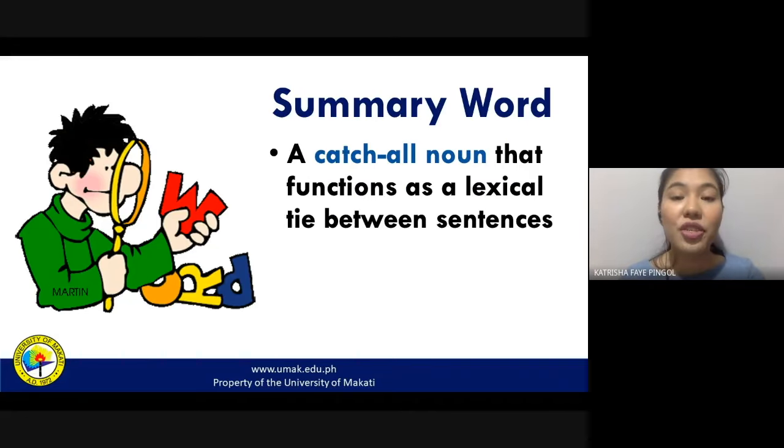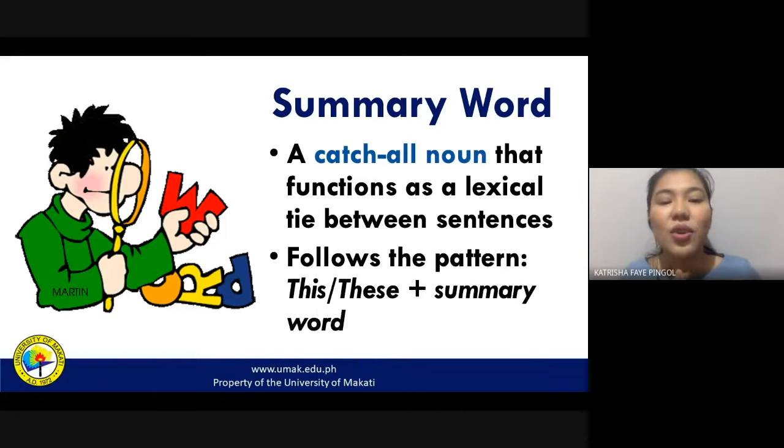Summary words are simply catch-all nouns. Catch-all, meaning it encompasses everything. It refers to everything that functions as a lexical tie between sentences. So this usually follows the pattern this or these plus the summary word that we are using.